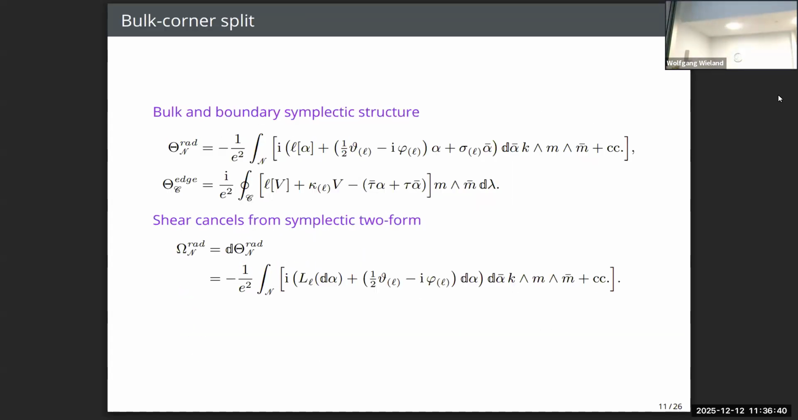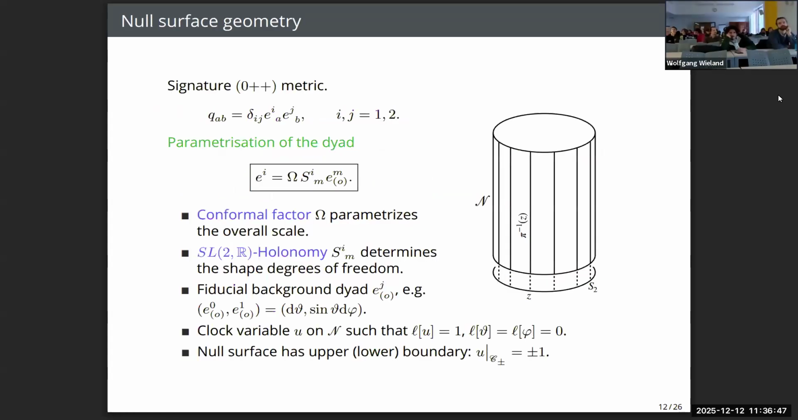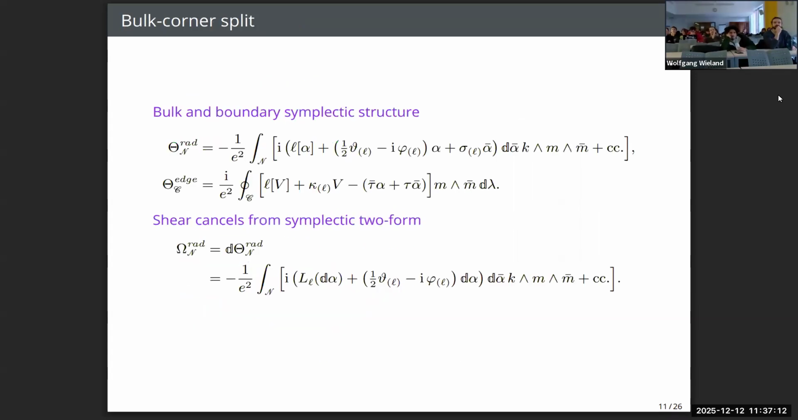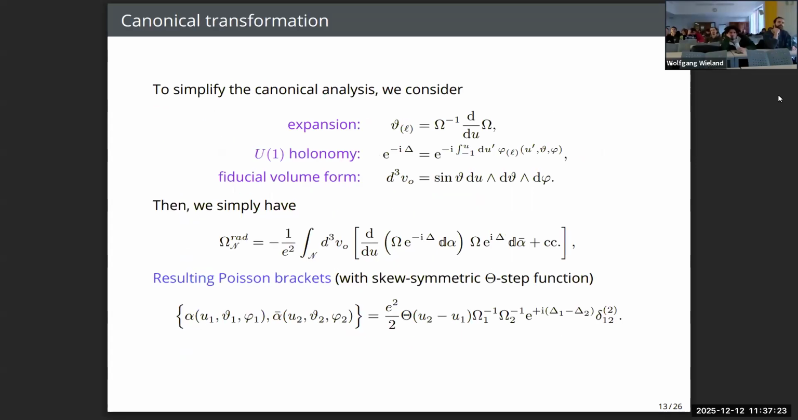Because now we can basically just integrate that. So to integrate that, we introduce a conformal factor. Actually, I don't really have to go through these details here, but the metric at the null boundary can be expressed in terms of these dyadic one-forms, and these can be parameterized by a conformal factor and some SL(2,R) matrix. And the expansion, for instance, is just omega to the minus 1 times the time derivative of omega, and this phi can as well be written as the time derivative of some U1 holonomy. I've written it here. So we write the expansion as omega to the minus 1 d by du omega.